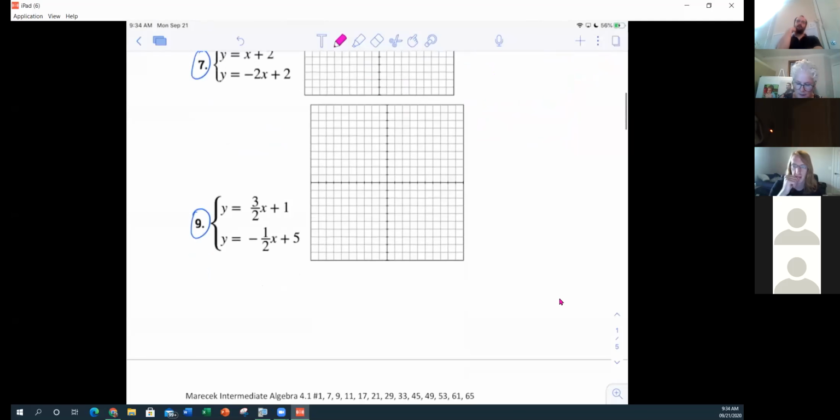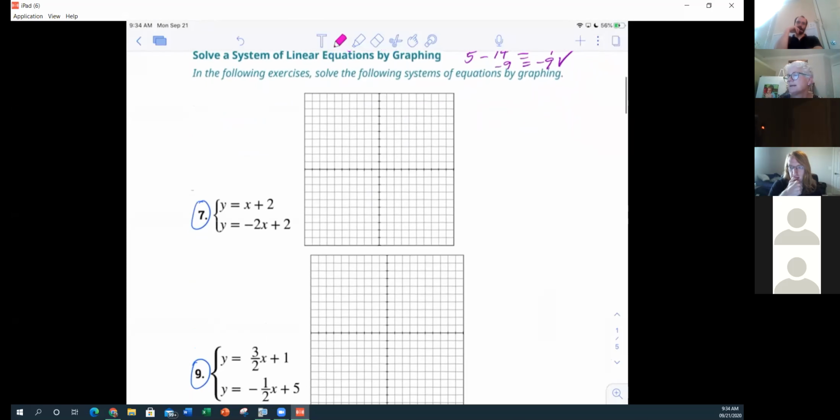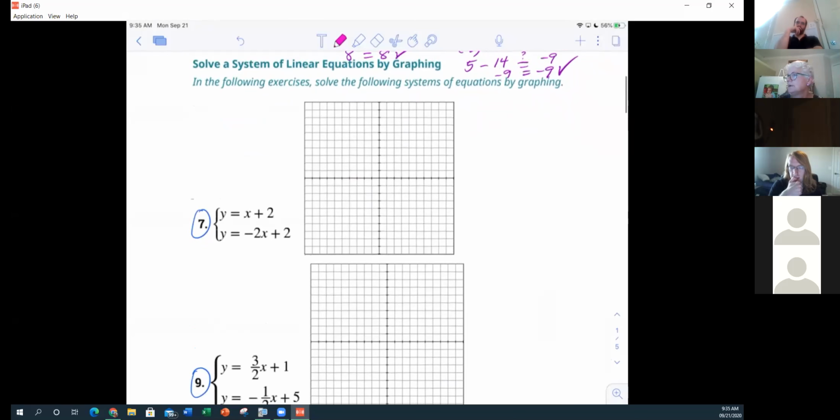So here you're just going to graph these, and I'm not going to show you how to do that because y'all know how to graph. And then wherever they intersect, that's going to be your solution.